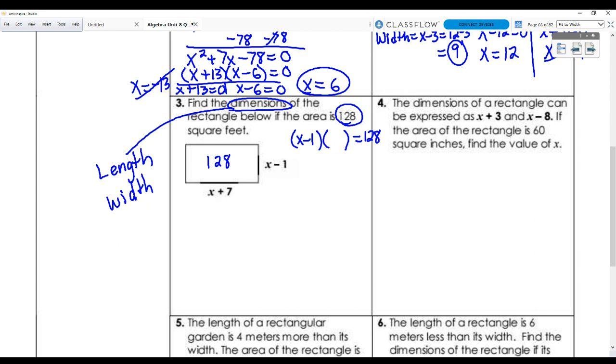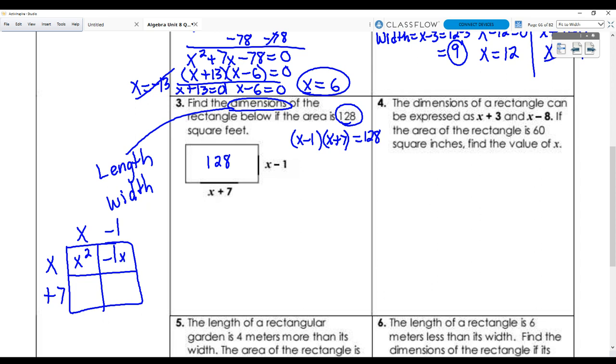So I have x minus 1 times x plus 7, and you can use double distributive or FOIL, or you can use that box method that we talked about. So x minus 1 times x plus 7, x times x is x squared, x times minus 1 is minus 1x, 7 times x is plus 7x, and 7 times negative 1 is negative 7. And like terms are always on the diagonal. So we have x squared plus 6x minus 7. So I'm just showing you another method that you can use to multiply two binomials together. You don't have to use that method.